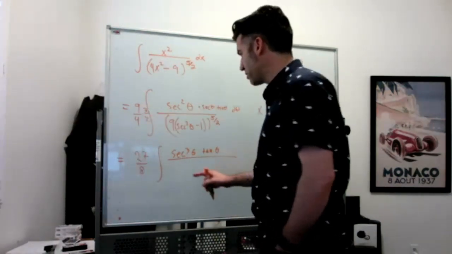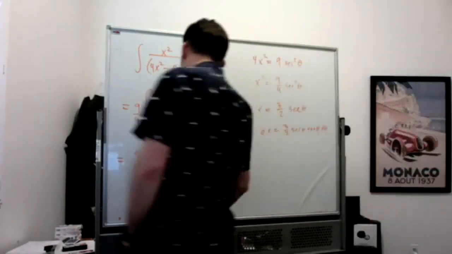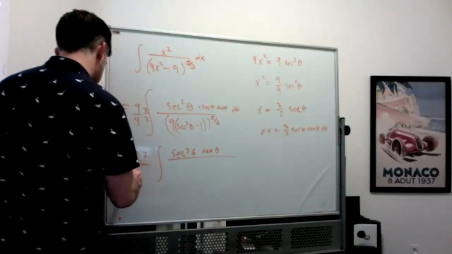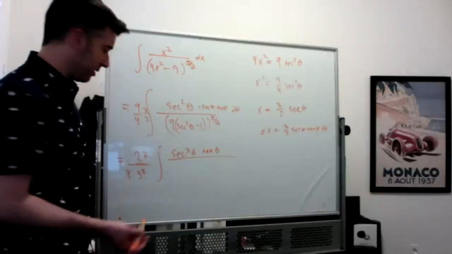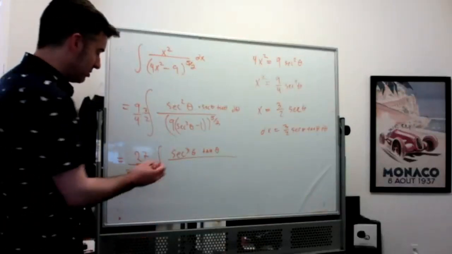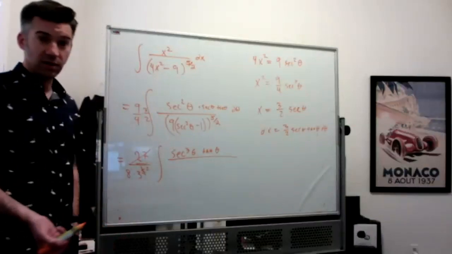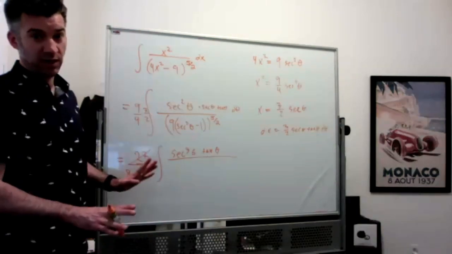On the bottom here, 9 to the 5/2 is 3 to the 5th. Let's just put that out in front. So I have an 8 times a 3 to the 5th. I can cancel a bit there, right? 27 is 3 cubed, so I can cancel a 3 cubed there and a 3 cubed there to be left with a 3 squared on the bottom. So the denominator here is 8 times 9, which is 72.